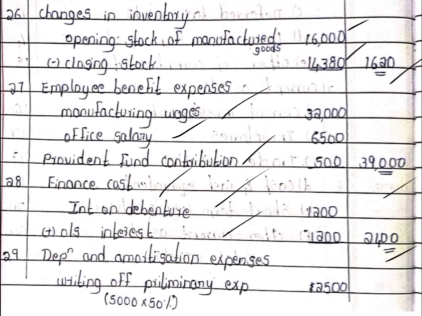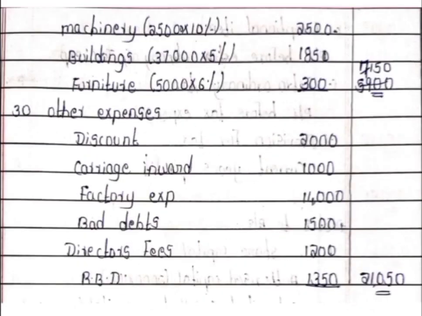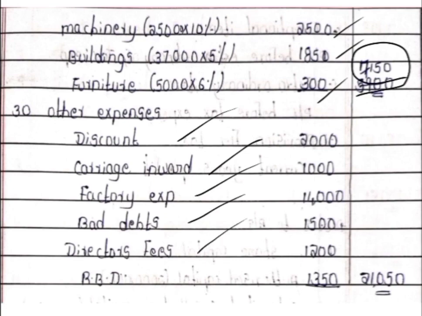The next one, depreciation and amortization expenses, write off preliminary expenses. So 5,000 into 50%, which comes to 2,500. Next one, machinery, we are charging 10% on 25,000, 2,500, 5% on 37,000, that is depreciation on building 1,850, 6% on furniture amounting to 5,000, 3,000. So total will be 7,150. Then other expenses, we are going to write discount allowed, carriage inward, factory expenses, bad debts, then directors fees, reserve for bad debts, which is given in the question. So total of note number 30 would be 21,050.